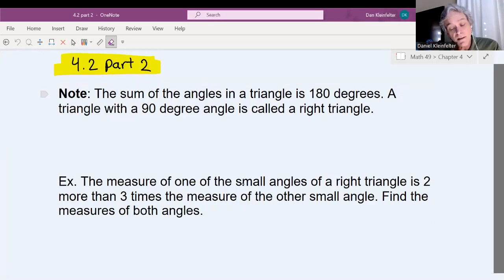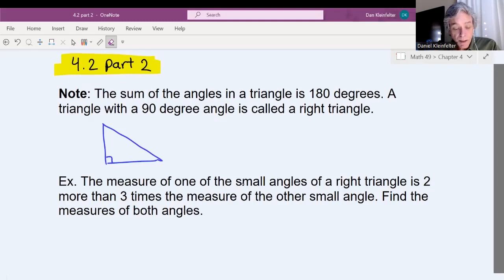The sum of angles in a triangle is 180 degrees. So if you add up all the interior angles in a triangle, it's going to be 180 degrees. A triangle with a 90-degree angle is a right triangle. The symbol that you frequently will see for a right triangle is a little square positioned at that right angle.